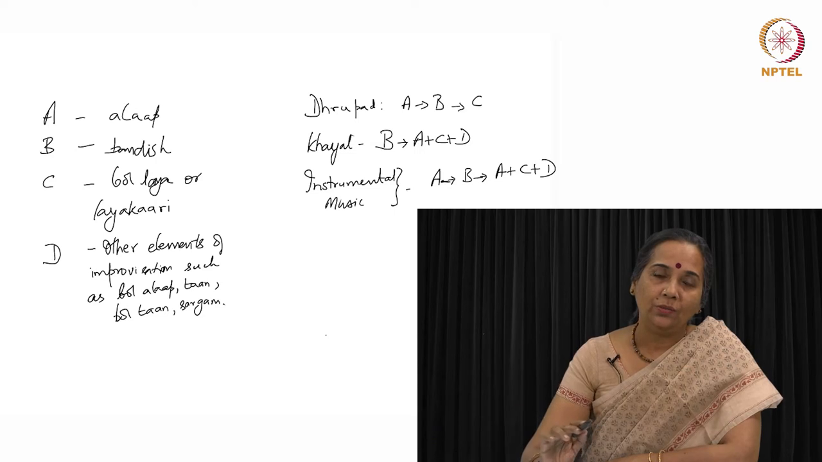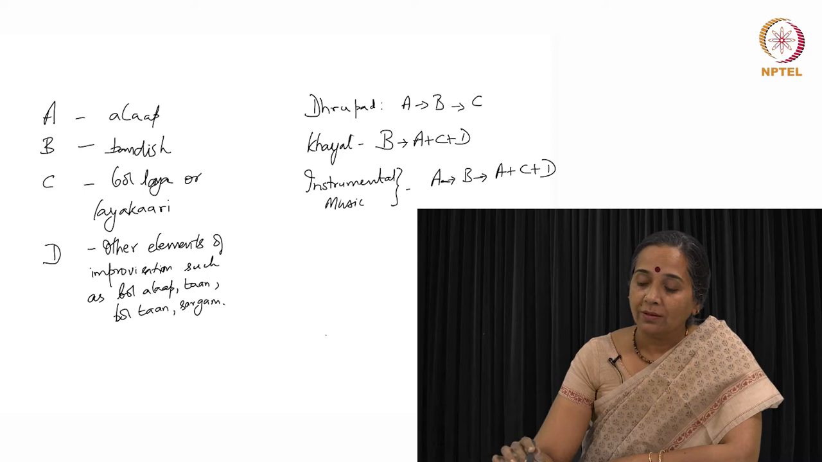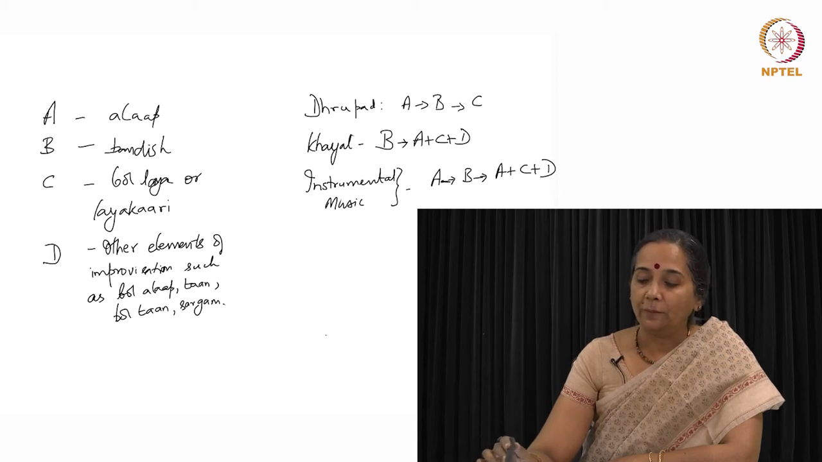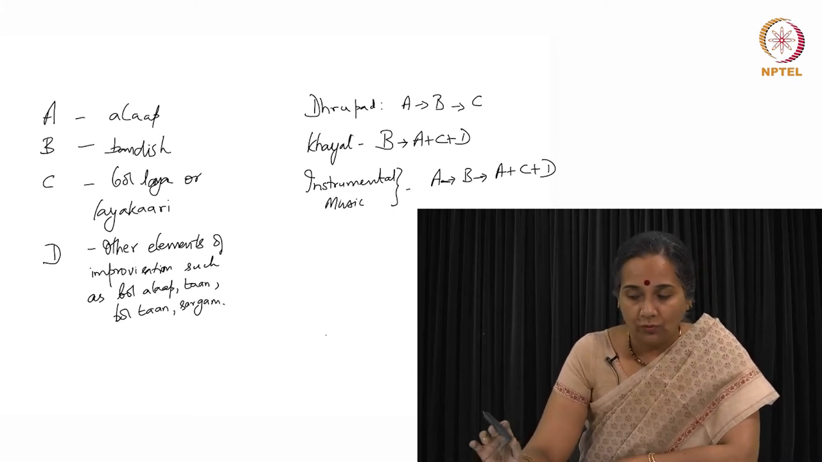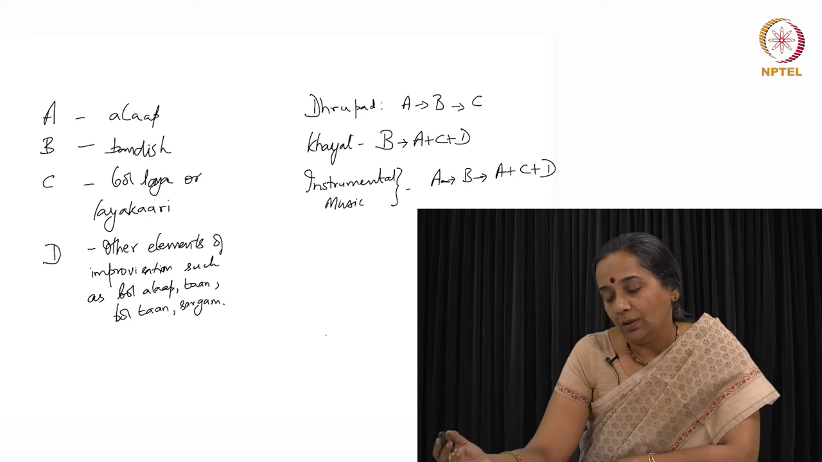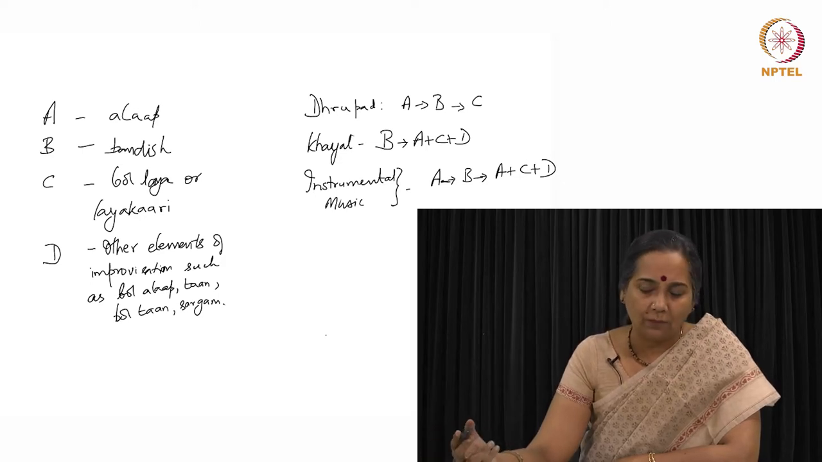It is incorporated into the avartans, as we have seen it, and the other elements of improvisation, including bol laya, are all performed after the bandish. And how they are brought together, as I said, there is considerable freedom and considerable liberty that the performer exercises in how he wants to bring these elements together.